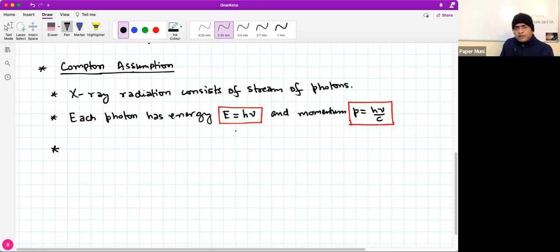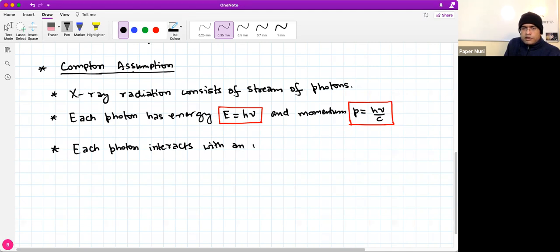Each photon has energy. This we already know. Photon momentum is considered to be this. If you take E is equal to h nu, then the momentum comes down to this. Now, we say that each photon interacts with an individual electron.